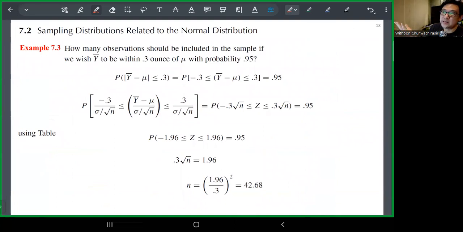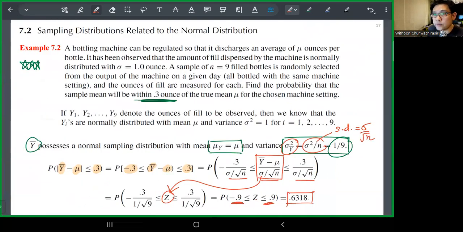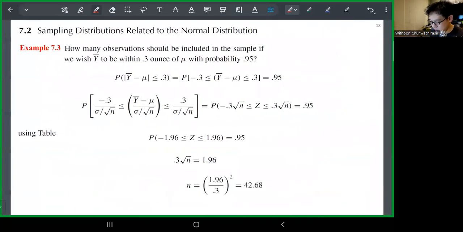You can estimate the level of confidence. How much confidence are you? Oh, I am about 63%. I'm pretty confident. With 63% confidence level, roughly speaking, the mean that I got from the sample is going to be within 0.3 from the true mean, something like that. So that's natural.